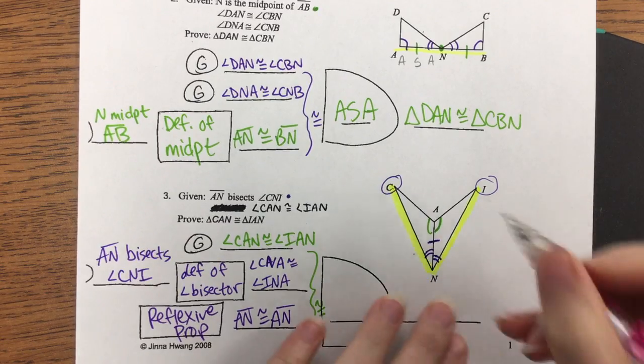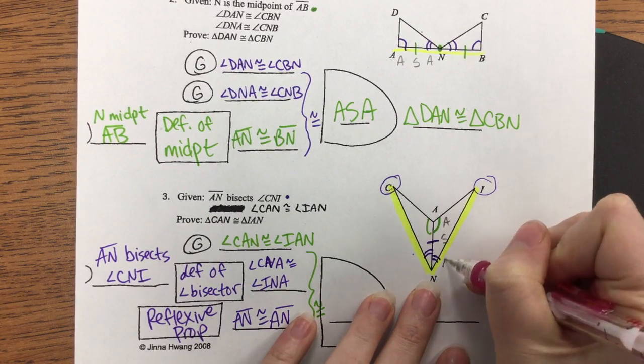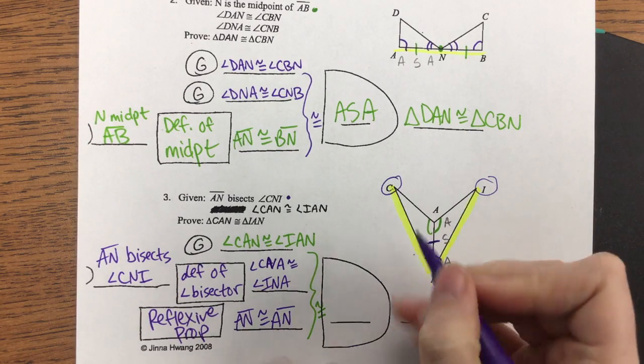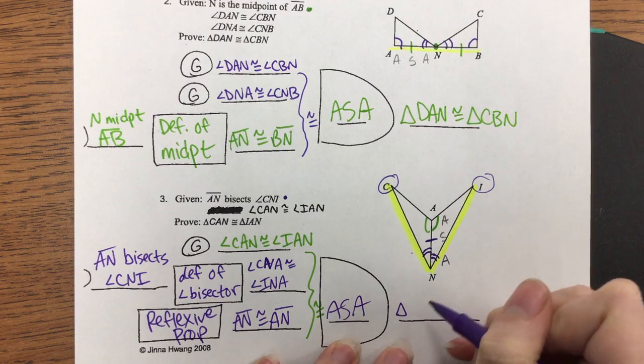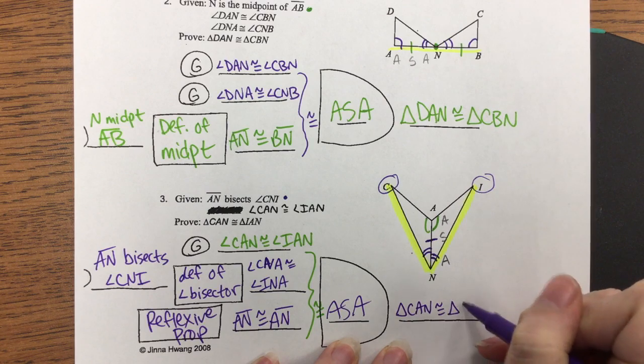And now let's see what we got. So I marked an angle, and then I marked a side, and then I marked another angle. All right, it's looking like angle, side, angle, people. And that proves our congruent triangles.